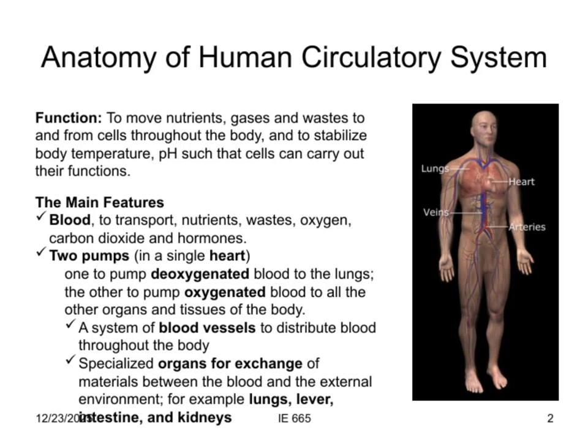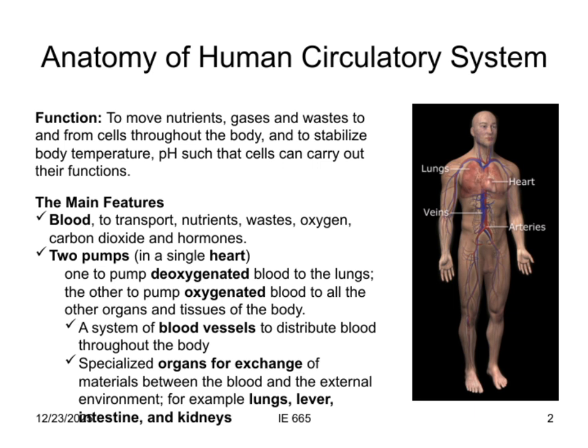Let's get started. Let's take a closer look at the main features of the human circulatory system. Blood plays a crucial role in transporting a variety of substances throughout the body. It carries nutrients that our cells need to function, wastes that need to be removed, oxygen to keep us energized, carbon dioxide to be expelled, and hormones that regulate different processes.